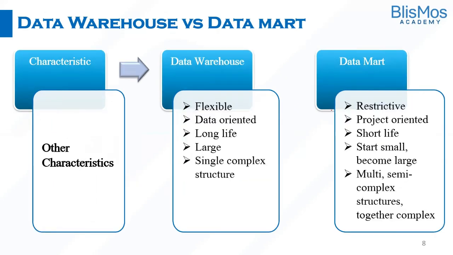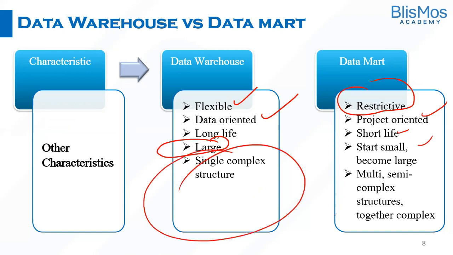How about other characteristics? A data warehouse is flexible, meaning we can dump any kind of data here. A data mart, since we create it to be pertinent to only one subject, is restrictive. It is data oriented and it is project oriented. Data warehouses, once you create them, last for 10 years, 20 years, but a data mart will have a short life. A data warehouse is large as compared to a data mart, and it is a single monolithic complex structure. On the other hand, data marts are multiple structures and they may become complex together.